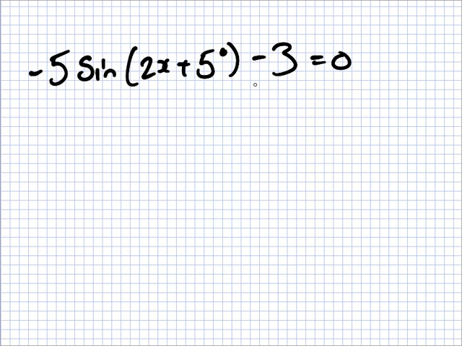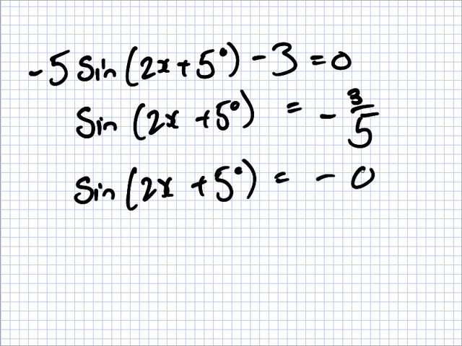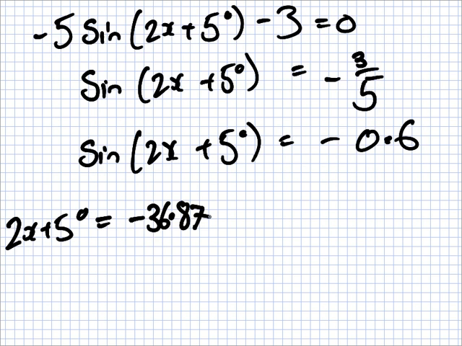Okay, so what we do first here is bring the 3 and the 5 to the right. So we get sine 2x plus 5 degrees equals negative 3 over 5. Yeah? You got that okay? So then you have sine 2x plus 5 degrees equals minus 0.6. Now, can you tell me, Angela, what the sine inverse of minus 0.6 is? Minus 36.869. So let's say 87.